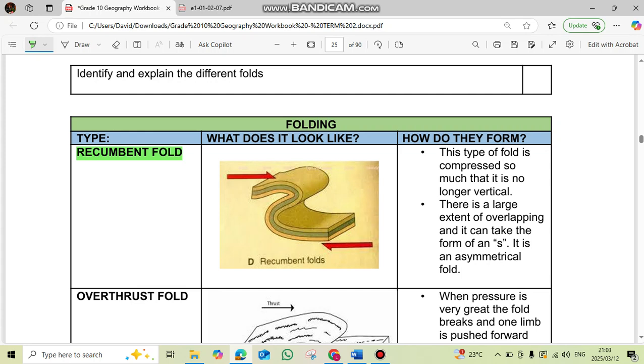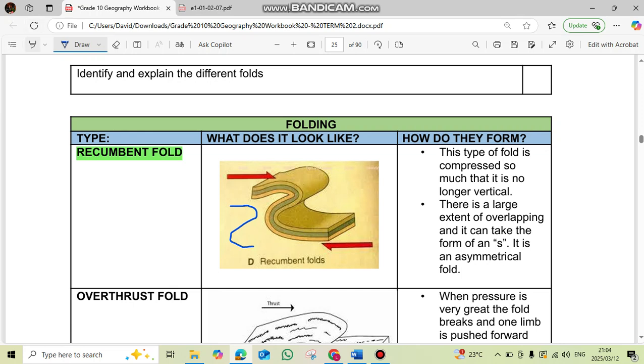In my recumbent fold, I can see that the rock is a bit more warped and bent. And that is because the compressional force is higher. How am I going to identify it? I'm going to look at a very distinctive S shape that the rock actually makes. Recumbent folds form these asymmetrical folds, and they form as a result of that intense compressional force. All you have to do is look for the S shape within the folds itself.